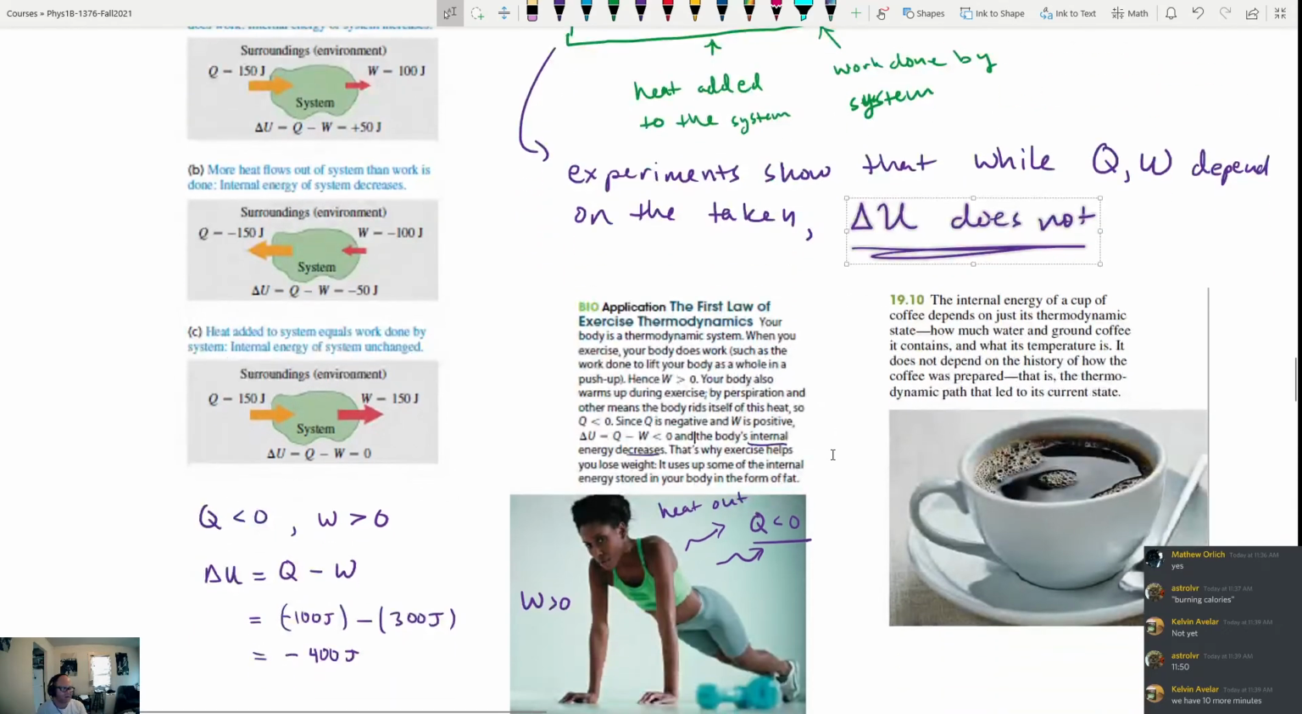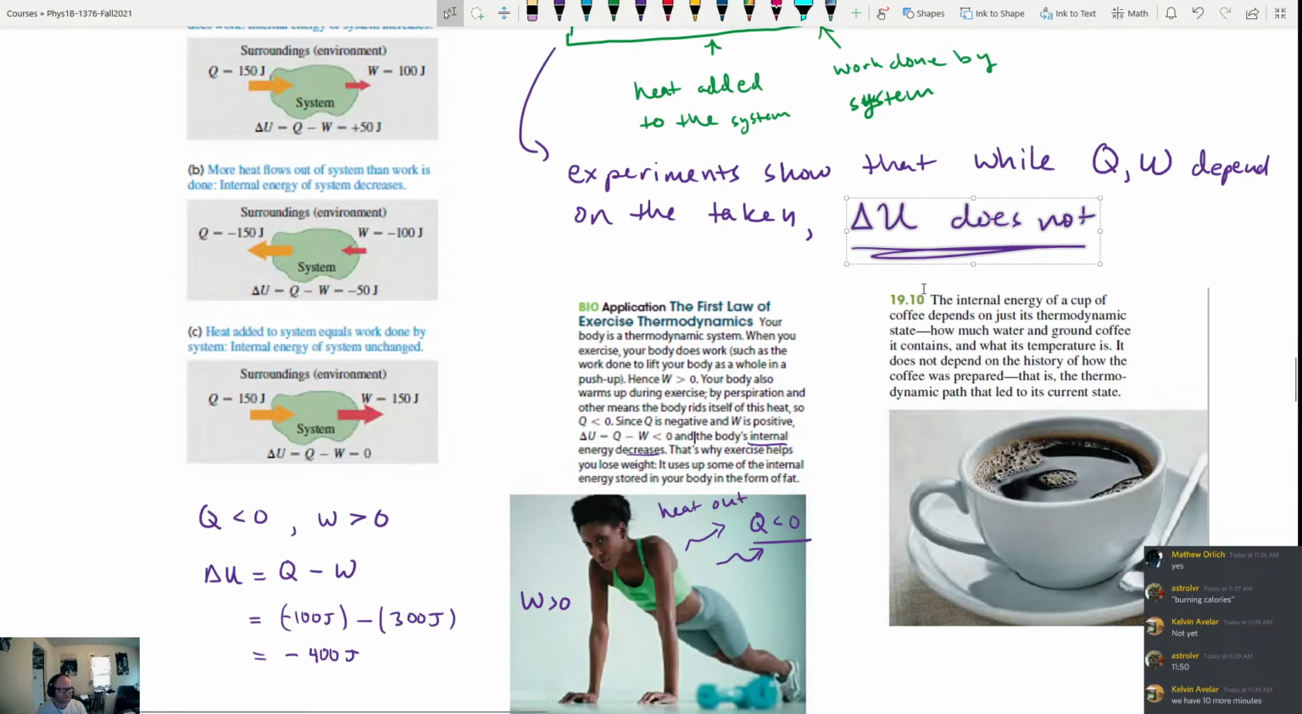So let's think about a coffee cup. The internal energy of a cup of coffee depends on just its thermodynamic state. How much water is there? That would be like number of moles. And also how much coffee does it contain, right? What is its temperature? And that's pretty much it, right?